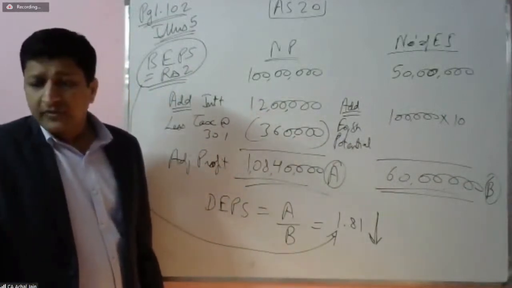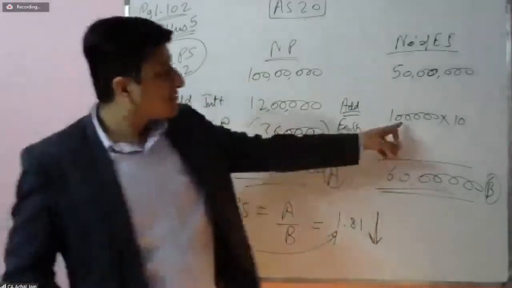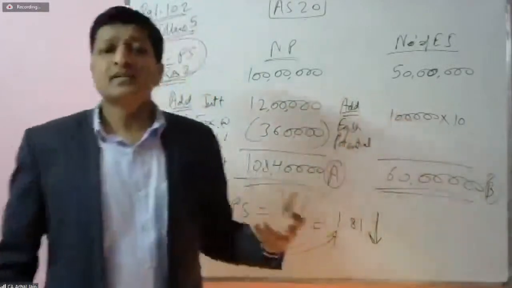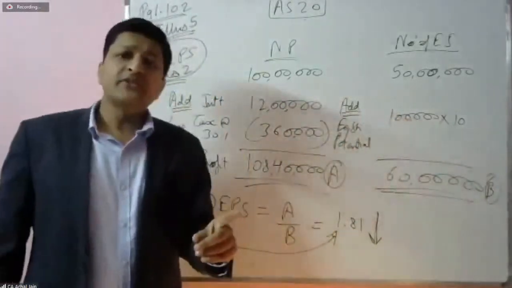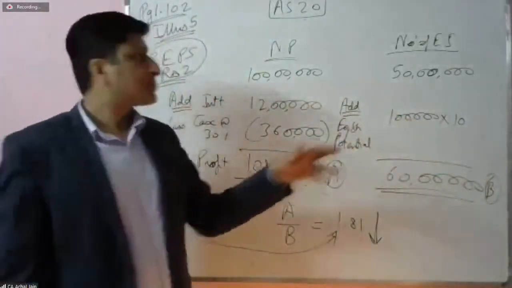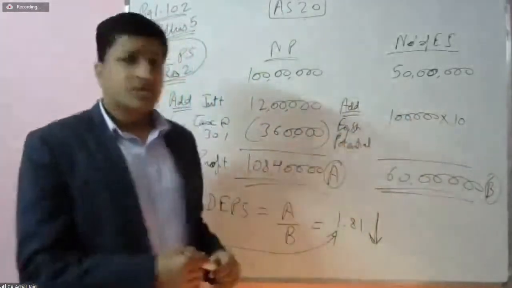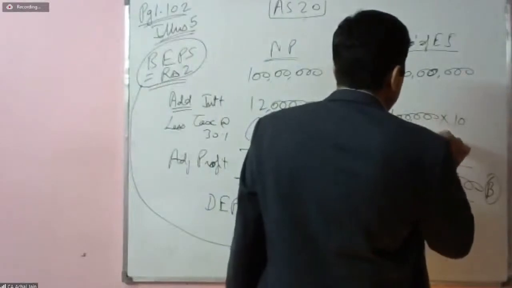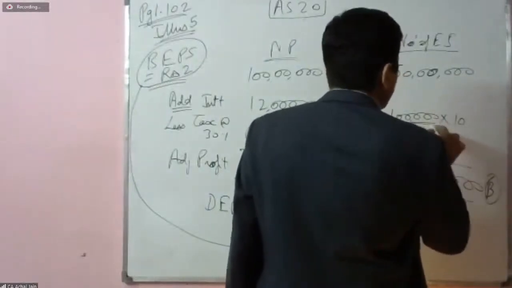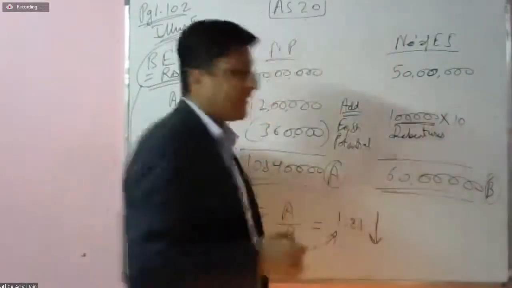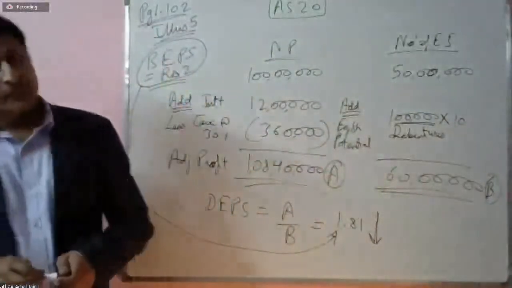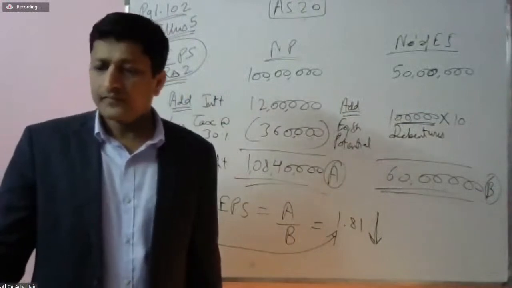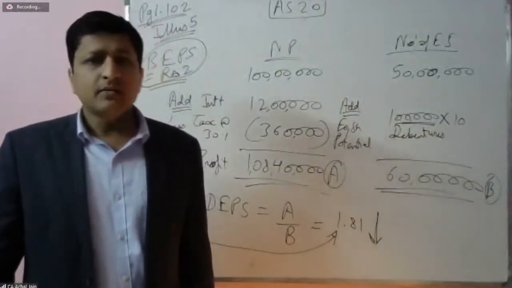Vandana is asking, sir, 1 lakh, it is 10 lakhs. This one you are asking? Yes, this is 10 lakhs. And how do you get 10 lakhs? Every debenture holder is getting 10 equity shares. So that's why 1 lakh debentures into 10. These are the number of debentures into 10. 10 lakh. Okay. Clear on this?